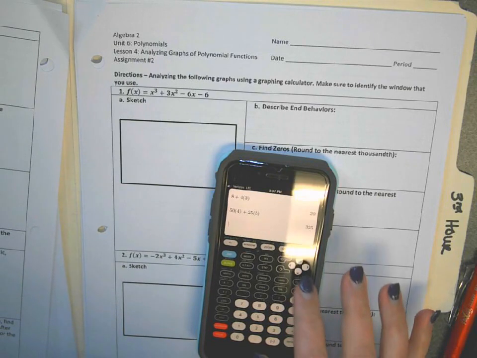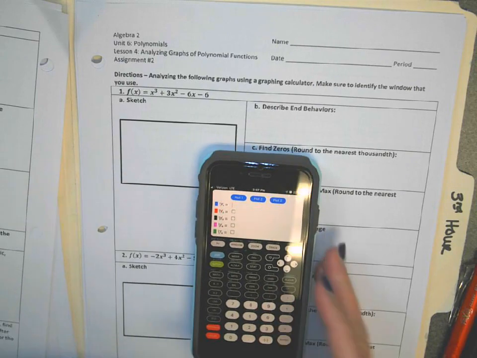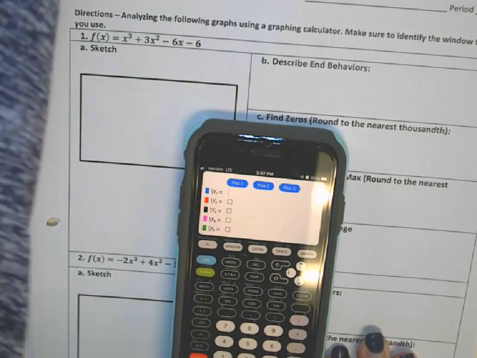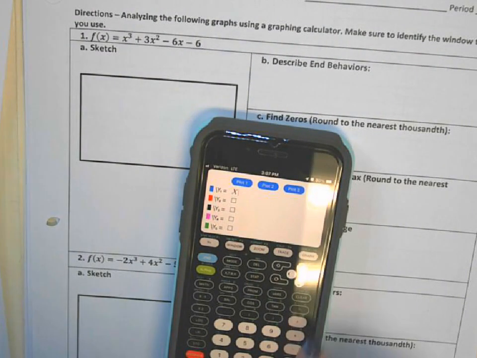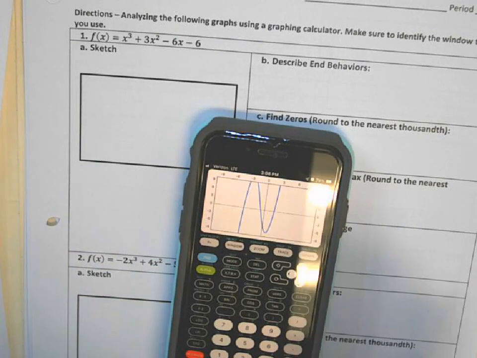All right, so whatever you have on there, go ahead and clear it. Hit your y equals button, and under the y equals you're going to type in your equation. So f of x equals, your x is next to the alpha button, x to the power of 3, right click so it goes off of that, plus 3x squared, squared is right above this log button over here, minus 6x minus 6. And then we can graph it.